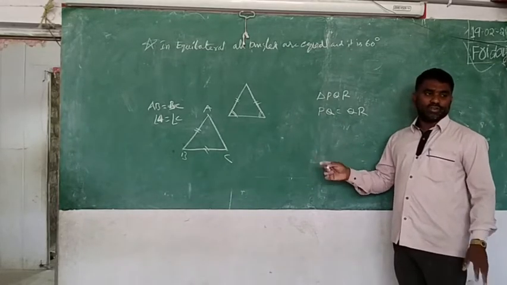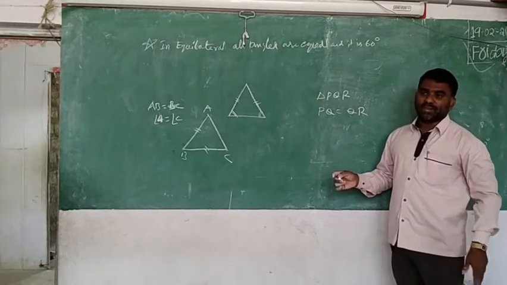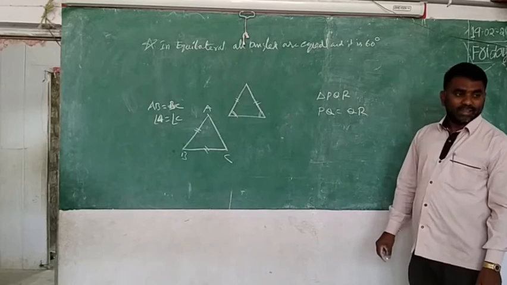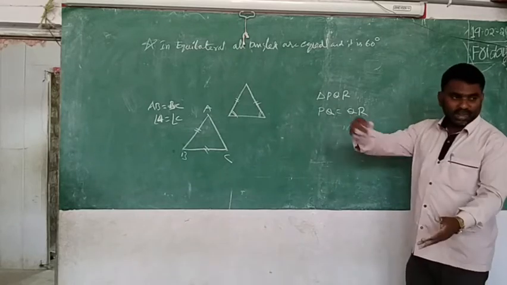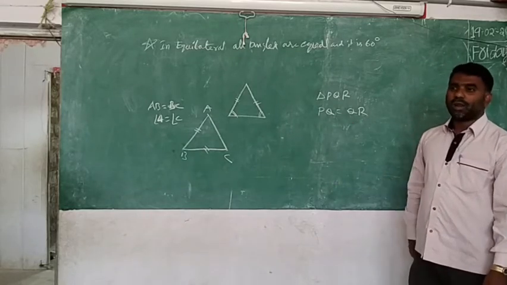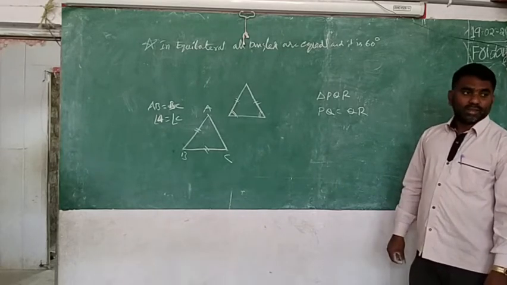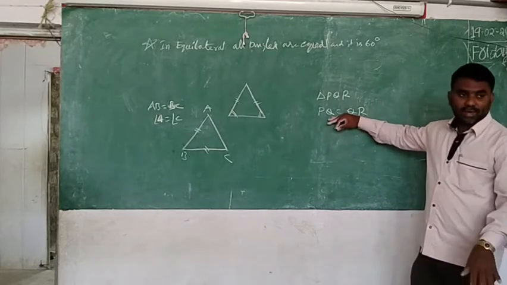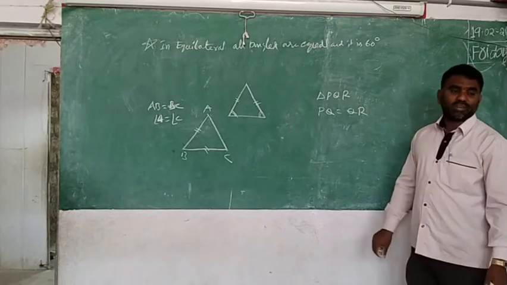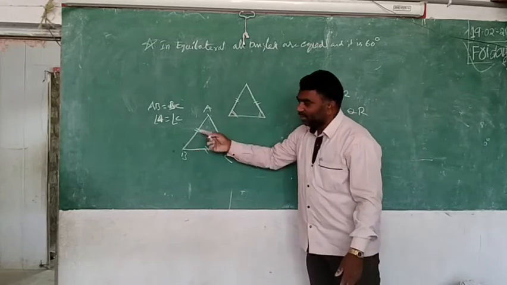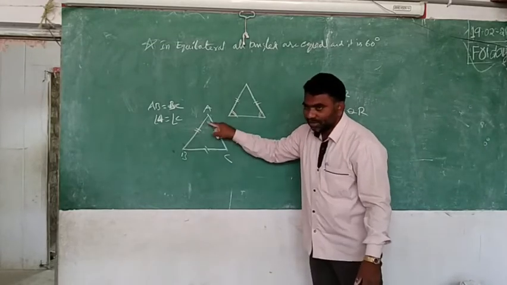Which are equal, their opposite angles are equal, you are saying. Which is opposite for this? PQ, opposite what angle will come? R angle. These sides are equal. I am asking which angles are equal. This is the equal side.